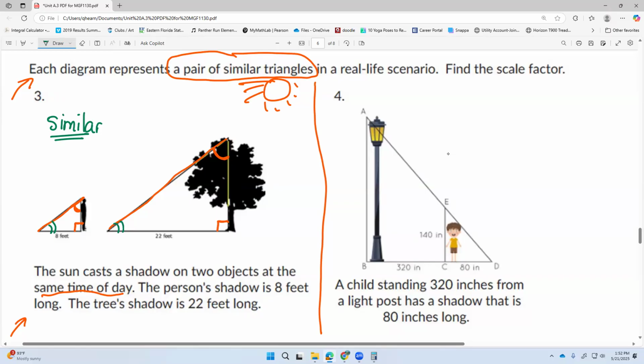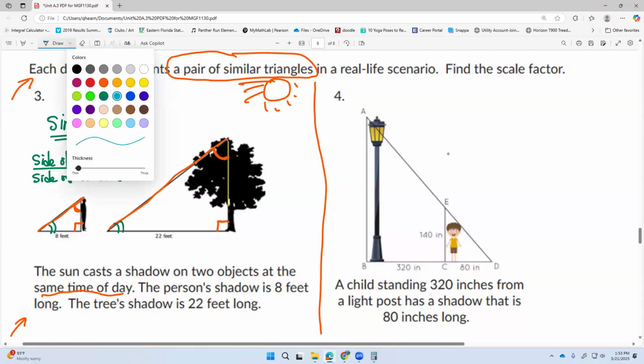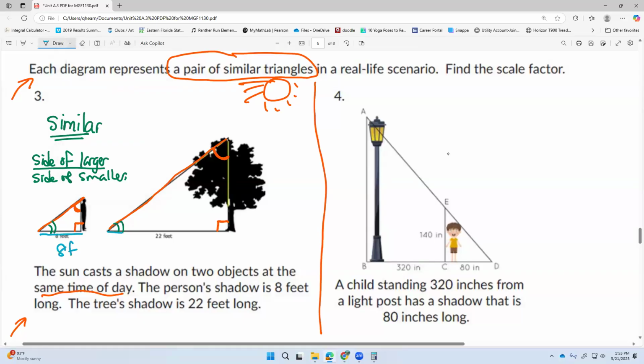Okay, so how do we find the scale factor? We take a side of the larger triangle and divide it by the corresponding side of the smaller triangle. Well, we only know two measurements, and luckily 8 feet and 22 feet. These are corresponding sides. So think, what would I divide by what? I would divide 22 by 8 to get the scale factor.